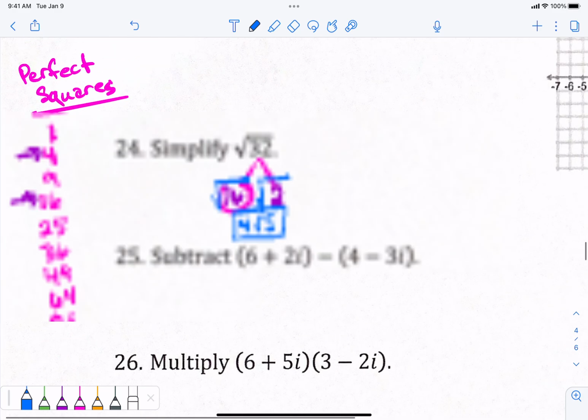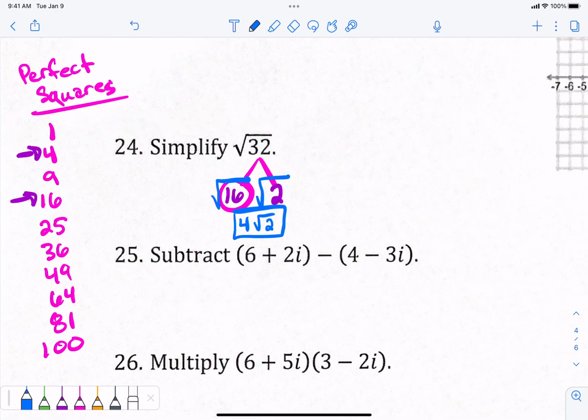These are your perfect squares if you want to write them down. That's up through 100. I mean, you could go higher than that, but I don't think you'll need to. Okay. So, alright. 4 square roots of 2 is what broken down should be. I forgot how to do the subtraction. Okay.